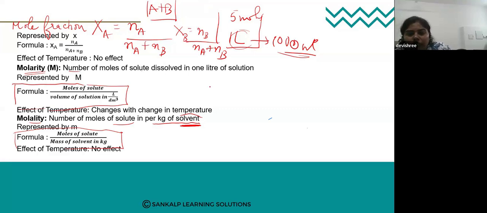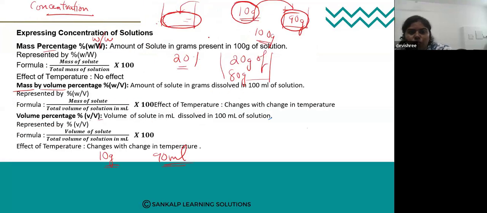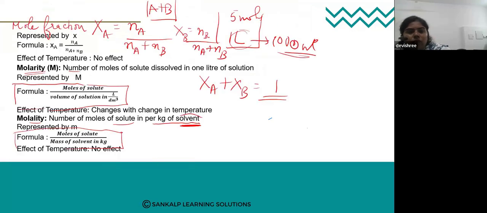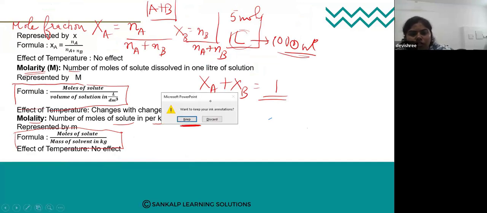Or there is one more thing, that is, total of the mole fractions, XA and XB, will be equal to unity, that is, equal to 1. This also you can use. Suppose you got XA, then 1 minus XA will give you the value of XB. That also can be done. So, you need to know these terms: mass percentage, mass by volume, volume by volume, then molarity, and the other one was mole fraction. We shall move on to the next term, or I think we can solve few problems before that based on these formulas.